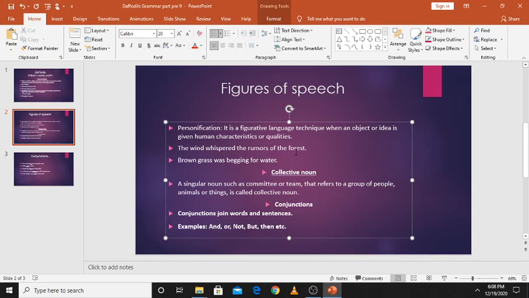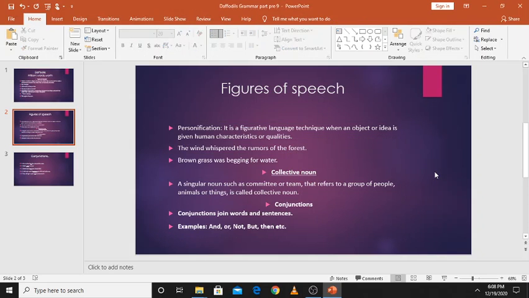So do you understand, students? I think you have understood it. Now we are moving to the next part. Next we have the collective noun. So what is a collective noun?